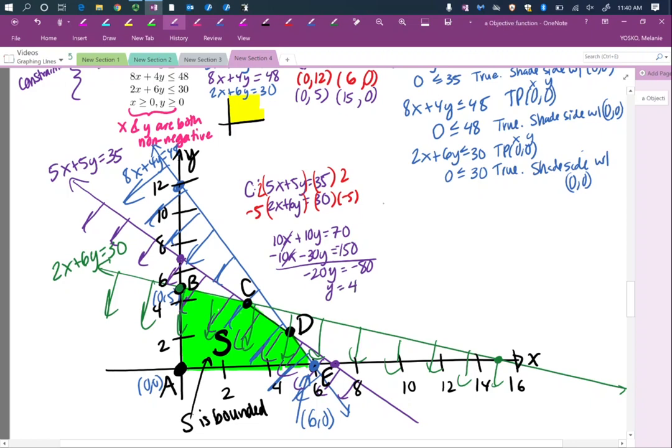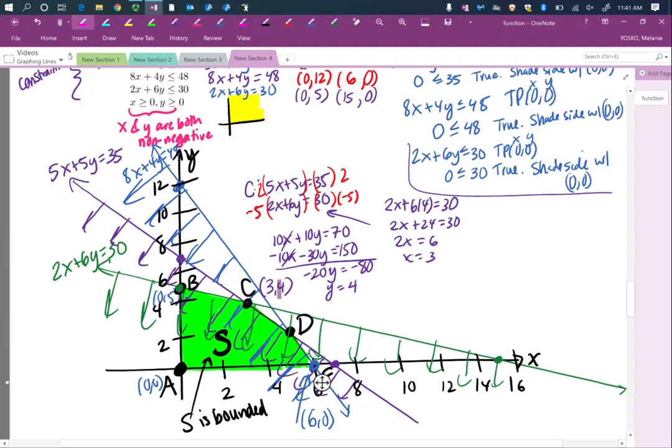So you plug 4 into either equation to get the x. So 2x plus 6 times 4 equals 30. So 2x plus 24 equals 30. Let's plug into this one. 2x equals, what's that, 6? X is 3. Then you look at the point C. Does it look like the point could be 3, 4? So here's C. My picture is not perfectly to scale, but sure, the x-coordinate could definitely be 3. It's between 2 and 4, looks like here. And the y-coordinate looks like 4. So 3, 4. We do the same thing for D.